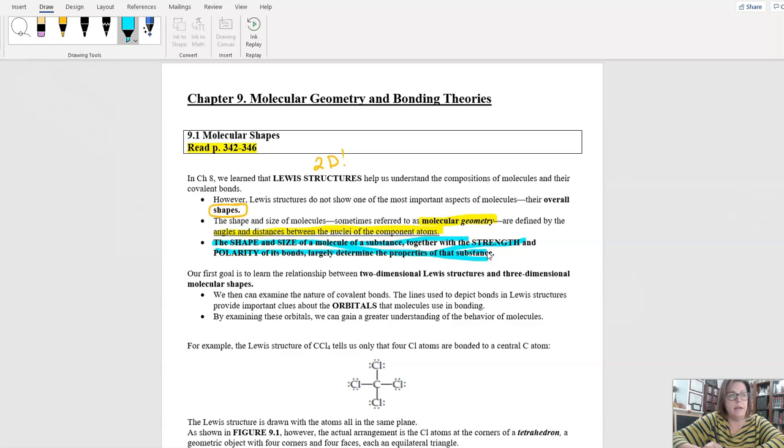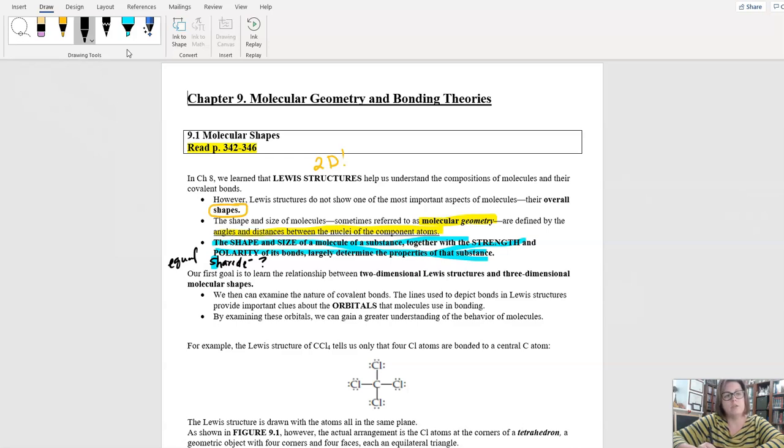With that polarity, are the electrons being shared? Is it being shared equally or not? So is it equal sharing or not? And it largely determines the properties of that substance.